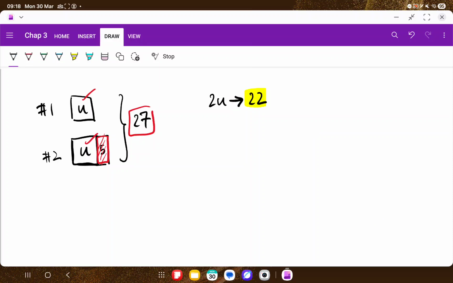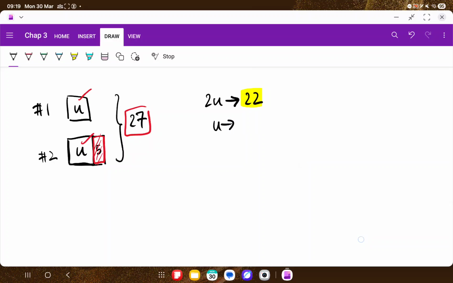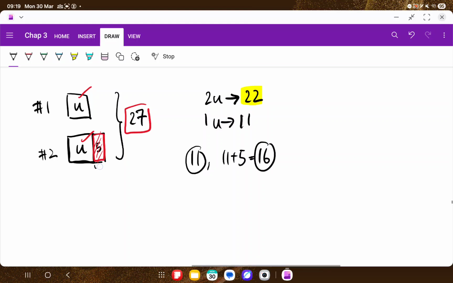In primary school, your teacher doesn't teach you equal. Your teacher teaches you arrow, I remember. Primary school teachers always say, for unit, just put an arrow. So in primary school, you will say 1 unit is actually 11, because 22 divided by 2. So the first number is 11, and the second number is 11 plus 5, which is 16. So your answers are 11 and 16. Why 11 plus 5? Because the second number has 5 more.